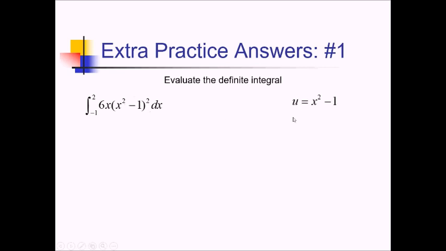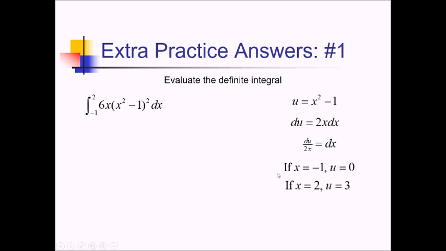So then du, the derivative of this, is going to be 2x dx. And then dividing by 2x to get dx by itself. Now we also have to convert these x values in the limits of integration to u values. So if x equals -1, that's our lower limit right now, then plugging that into u, that's going to be 1 minus 1, that's going to be 0 for the u value there. And if x equals 2, plugging that in, that's going to be 4 minus 1, which is 3.